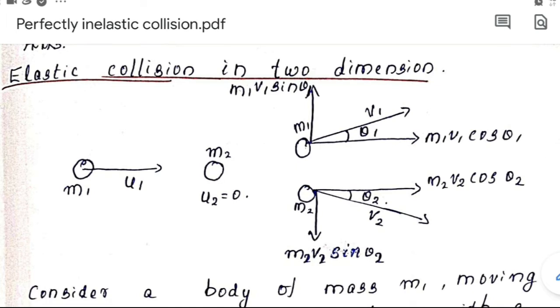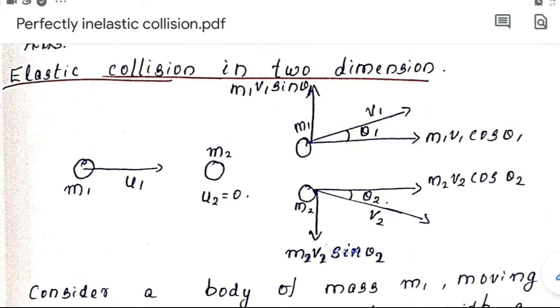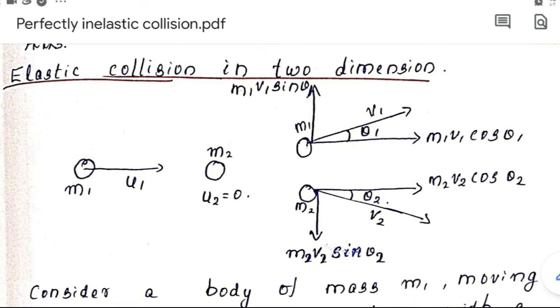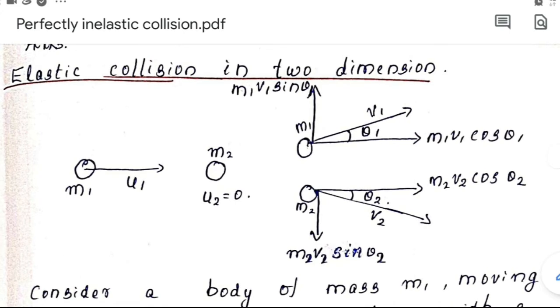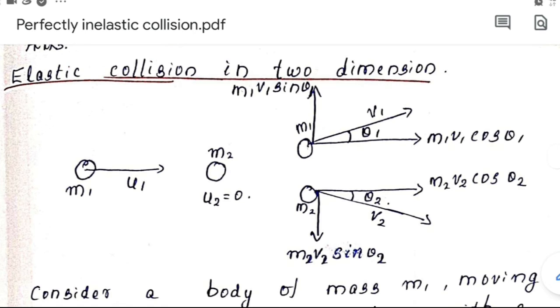In the vertical direction, the momenta after collision are m1 v1 sin theta 1 upwards and m2 v2 sin theta 2 downwards. So the sum of both becomes m1 v1 sin theta 1 minus m2 v2 sin theta 2.